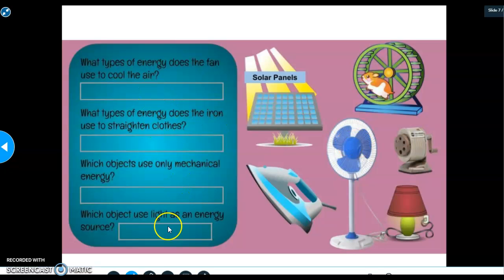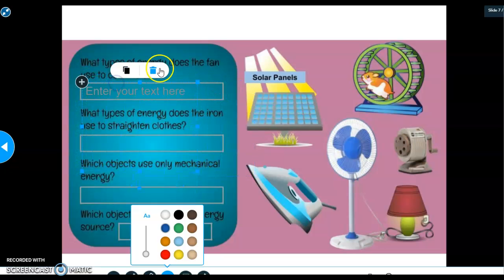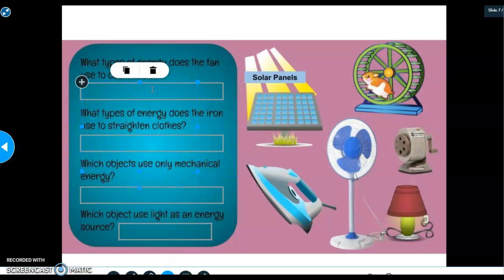And then finally, they're going to just use their text box tool to type in their answers to each question. So what types of energy does a fan use? So they have to list all types. So it would be mechanical and electrical. For some reason, they always think that fans are thermal energy. I don't really understand why, but they always want to go there. So just be on the lookout for that. But the fan would be electrical and mechanical.